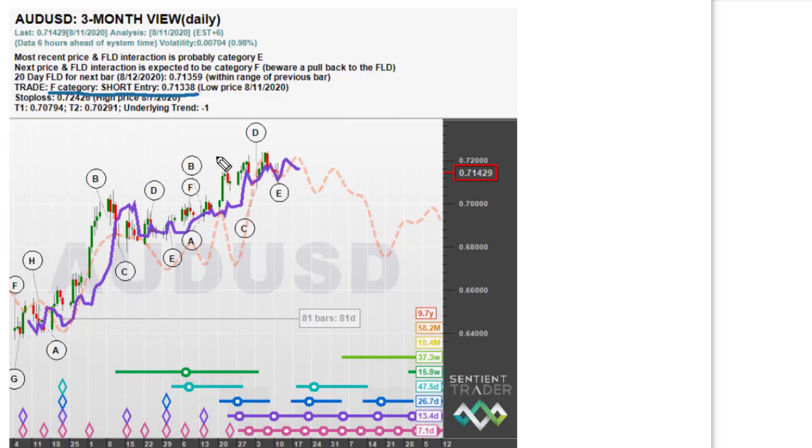Now, why was the system identifying a short trading opportunity 2 days ago, and now it's identifying a long trading opportunity? We've already discussed why it is now identifying a long trading opportunity. So the question is really, why was it identifying a short trading opportunity 2 days ago? The answer is, and it always is, because of the analysis on the one hand and the identification of the interactions between price and the 20-day FLD on the other hand. So let's consider those two factors.